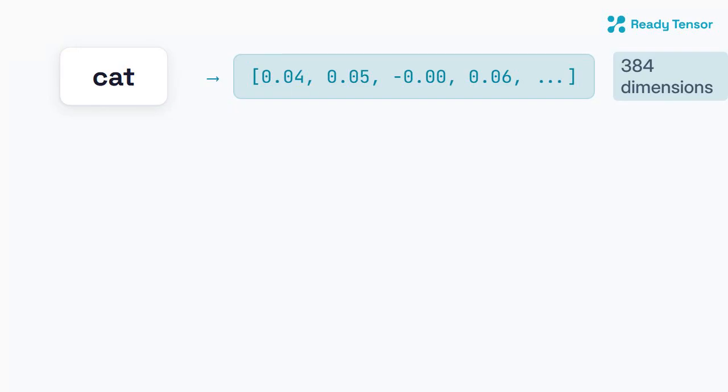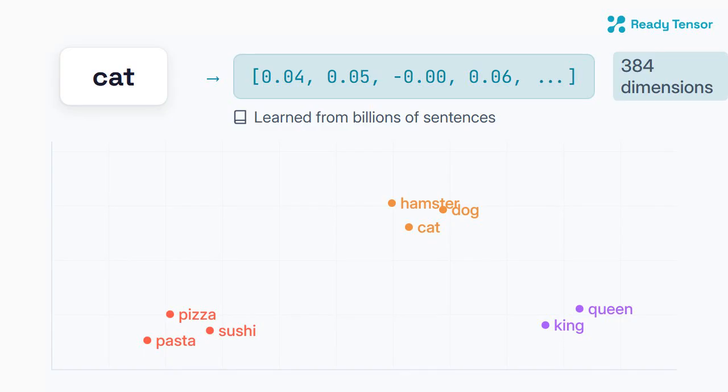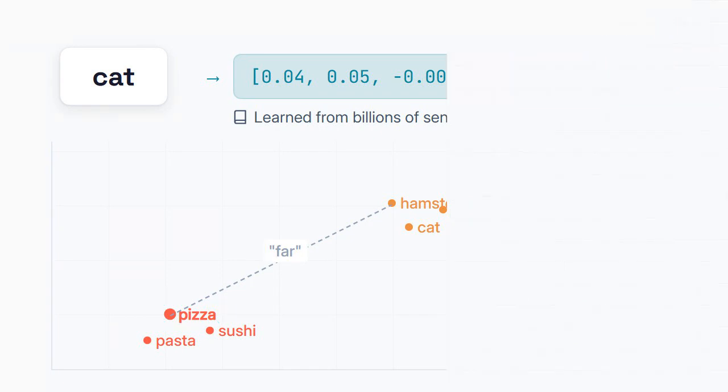And the brilliant part, nobody handcrafts these word vectors. A model reads billions of sentences and learns purely from context which words appear near each other. The result is a map, a space where every word has a position and similar words end up close together. Cat lands near dog and hamster. Pizza lands near sushi and pasta. The distance between words captures how related they are, and this is called a word embedding. Now you can see why. Words are literally embedded in space.